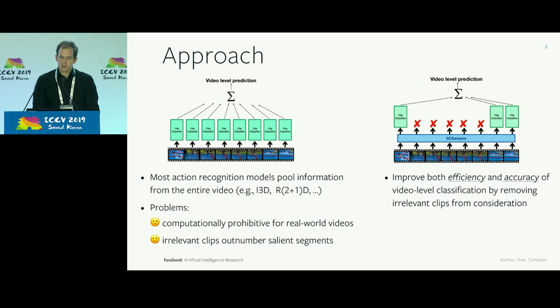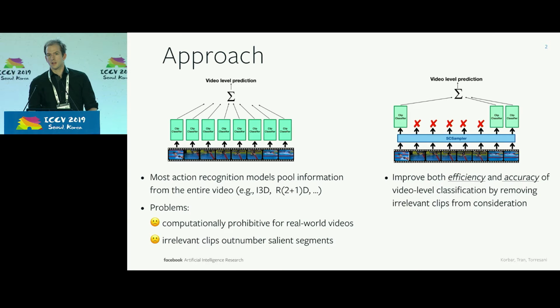Traditional approaches mostly take 3D CNNs applied on either all or some clips of the video, and then they pool the information from the entire video. This becomes computationally costly because the classifiers are very heavy, but it can also decrease the performance given the number of irrelevant samples. We introduce SC Sampler, a simple lightweight model which can be applied to every clip of the video, and using that as a filter to apply the heavy clip classifier to only really relevant clips.